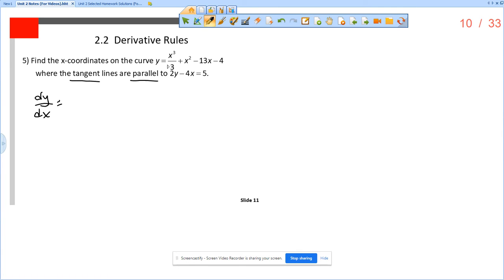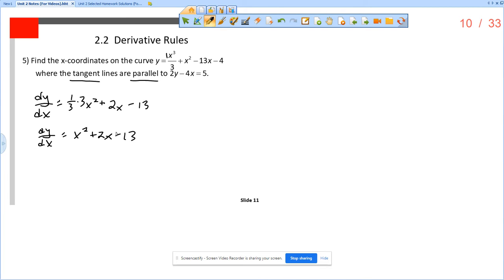All right, so first of all, I've got x cubed over 3, right? So that's like 1/3 x cubed. So I have 1/3 times the derivative of x cubed, which is 3x squared, plus the derivative of x squared, which is 2x, minus the derivative of 13x, which is 13, minus the derivative of 4, which of course is 0.